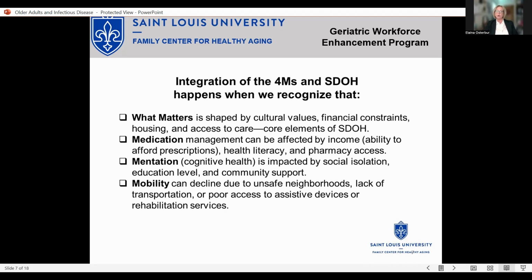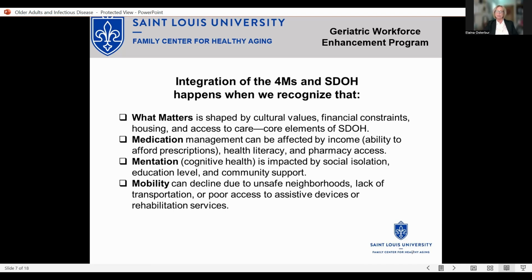Health goals are only meaningful if individuals can access providers who listen, who communicate effectively, and provide appropriate options. For example, an older adult may prefer home-based care, but without transportation, in-home services, or insurance coverage, that preference may not be honored.